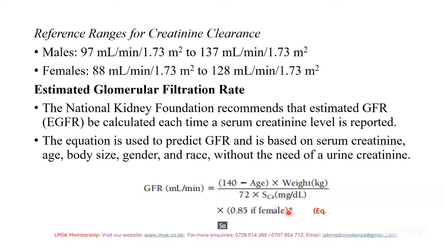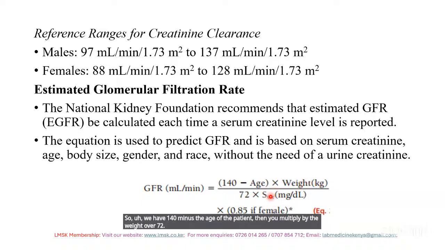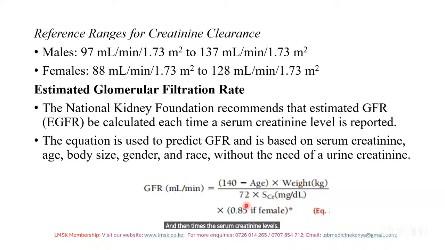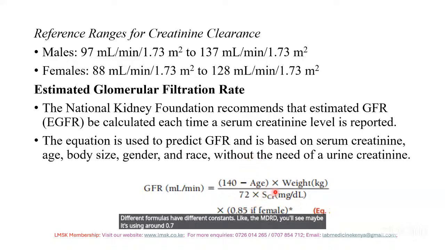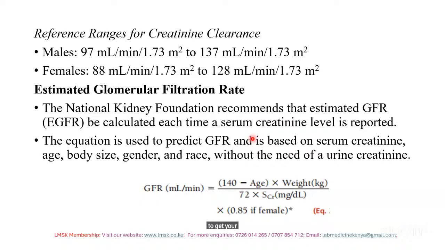So we have 140 minus the age of the patient, and then you multiply by the weight over 72, and then divide by the serum creatinine level, right? We multiply by 0.85 if this person is female. Different formulas have different constants. Like the MDRD, you'll see maybe it's using around 0.76 or something like that to get your eGFR.